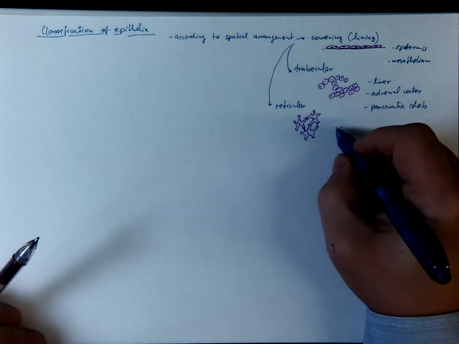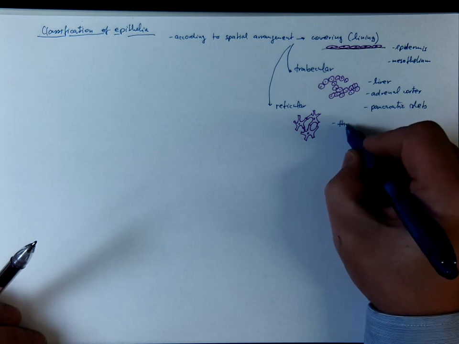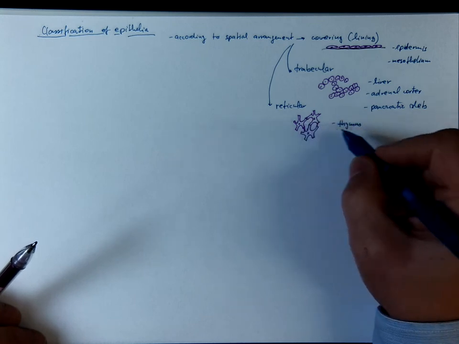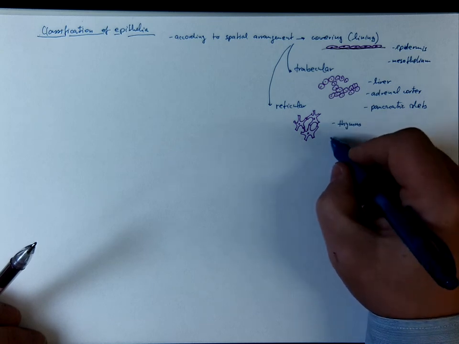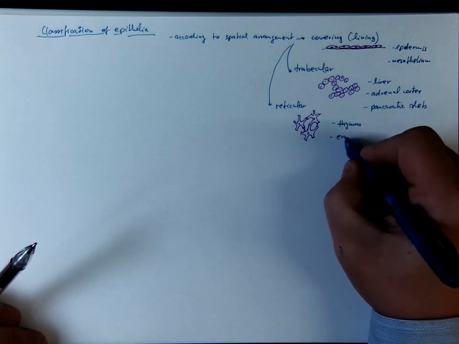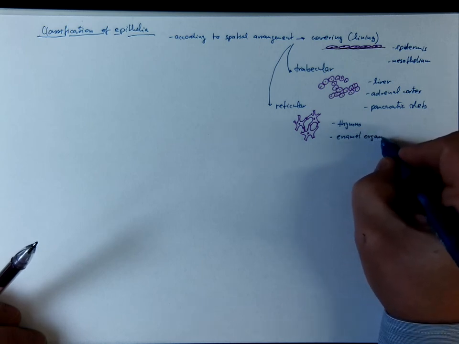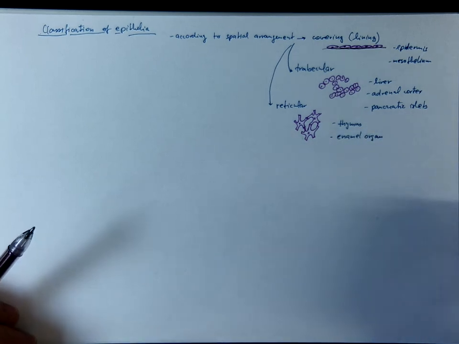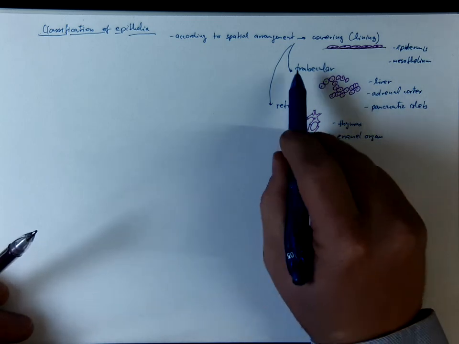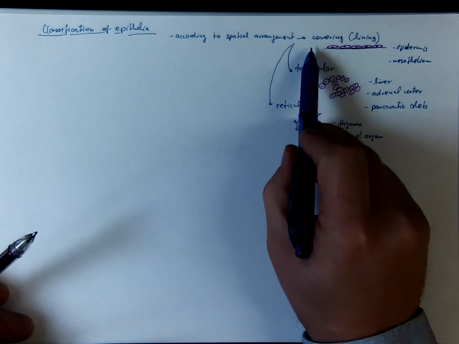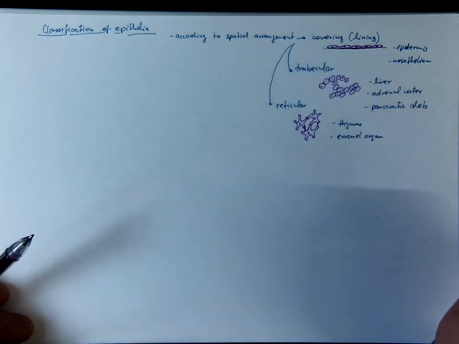And that reticular epithelium could be found only in the thymus, where it supports the infiltrating lymphocytes, and in the enamel organ during the embryogenesis of tooth. Let's discuss and let's focus the classification of covering epithelia, which are the most common in the human body.